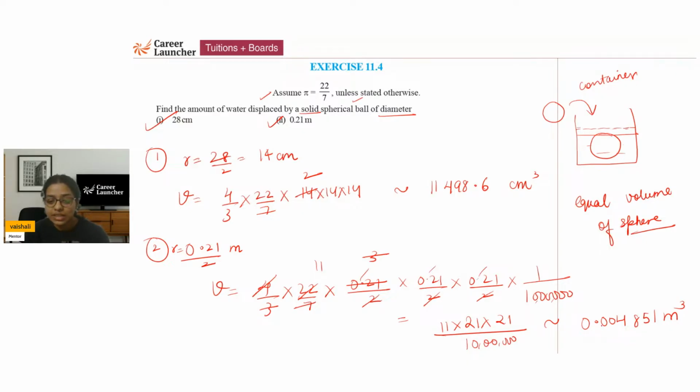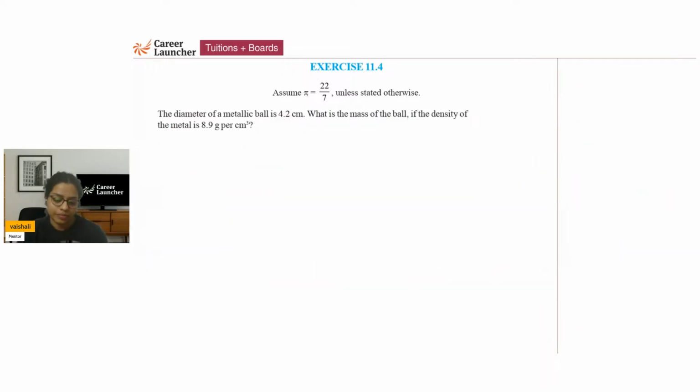See, in this case मुझे 2 decimal value से ज्यादा जाना पड़ रहा है क्योंकि I cannot stop right over 0.00. मुझे उसके आगे भी जानना है कि क्या value है. So it is going to be 0.0048 तक आप you can stop, but this is going to be in terms of meter cube. And this question is also done. So this was based on the water displaced. Now coming to the next question.